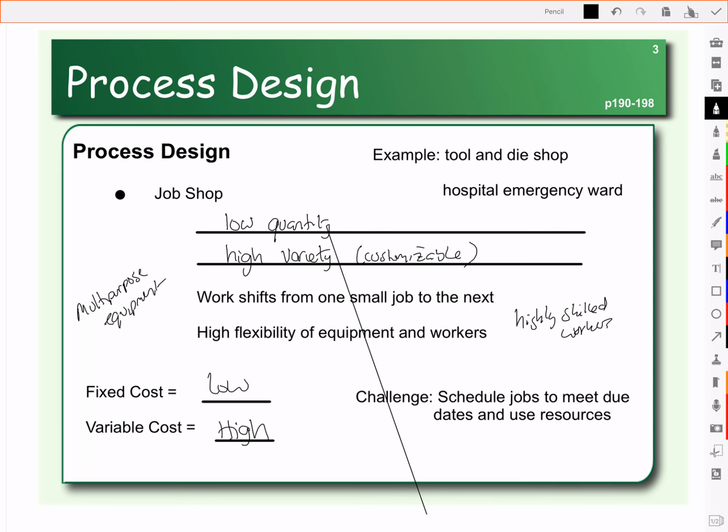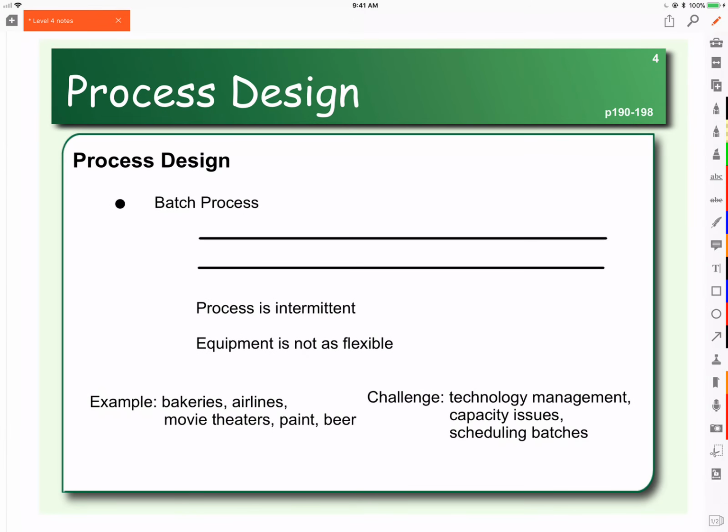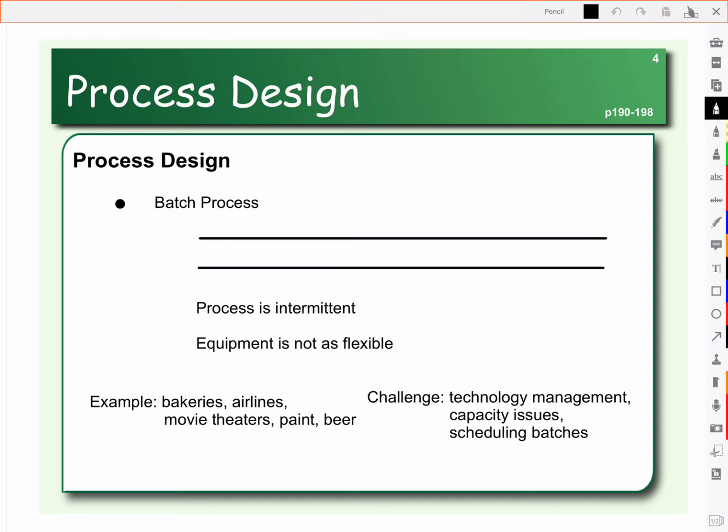So let's compare this job shop now to the second type, which is a batch process. So a batch process, when we look at it, has a bit more quantity. So we can produce a bit more, but in exchange, we're going to have a bit less customization. So we're going to have variety of goods or services, but not to the level that you saw with the job shop. So we increase the quantity, we decrease the customization. So still a bit of variety, but not as much.